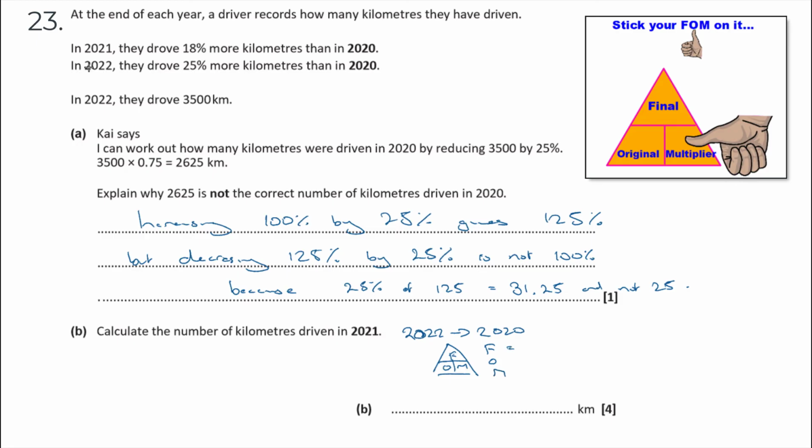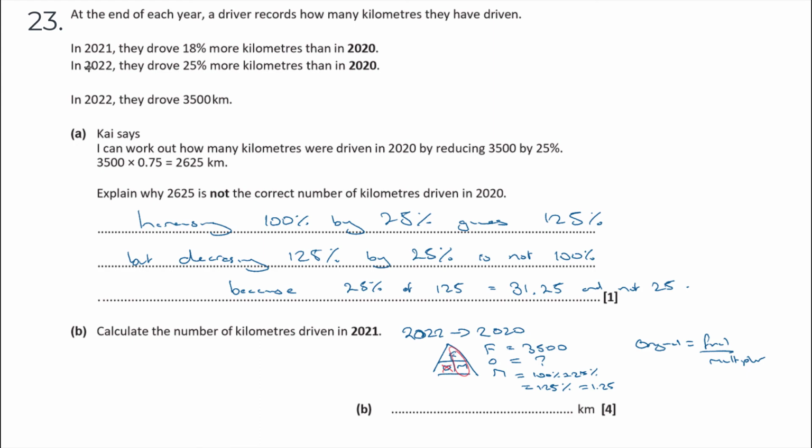Now the final is what you got in 2022 because that came second, and that's 3,500. The original is the thing we're looking for, the amount we had in 2020. And the multiplier here, it was a 25% increase. So that's 100% plus 25%, which is 125%, which as a decimal is 1.25. So then the original is going to be equal to the final over the multiplier, covering up the thing you want to find in the triangle.